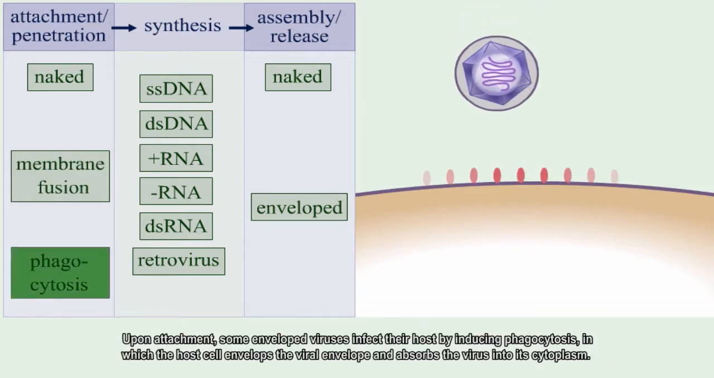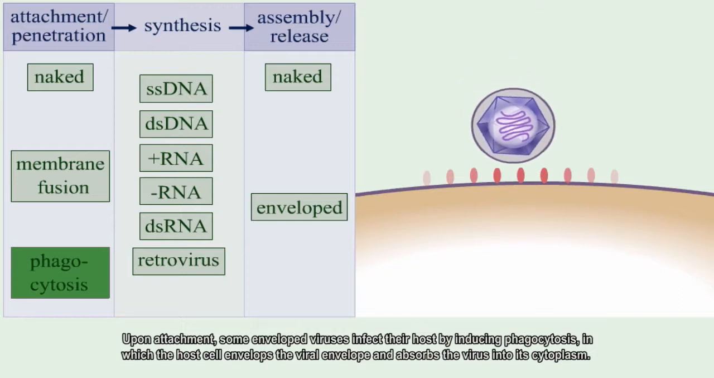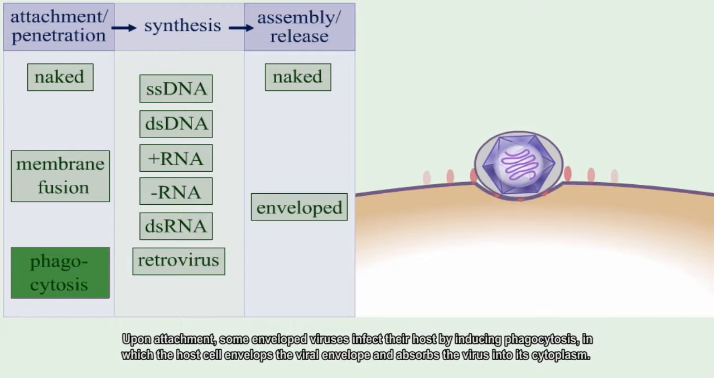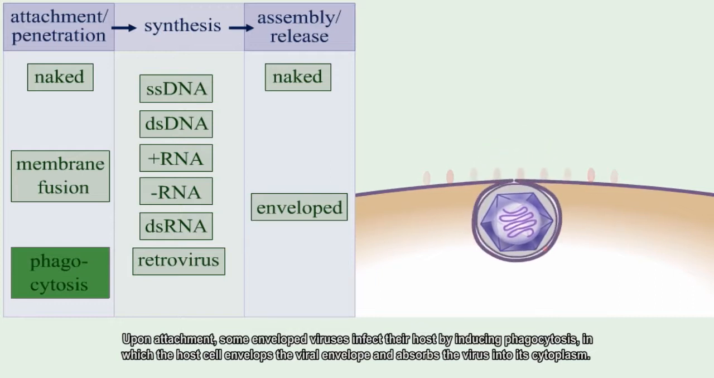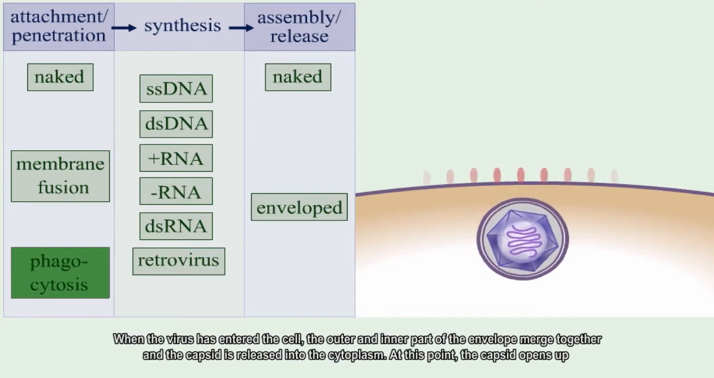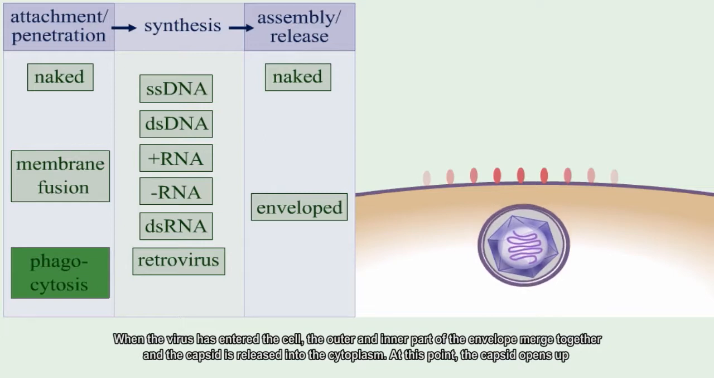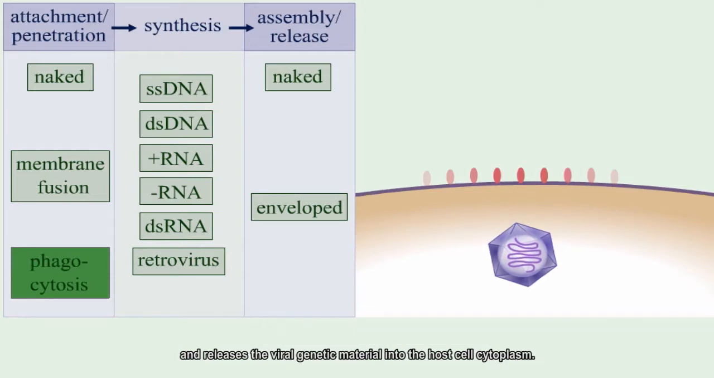Upon attachment, some enveloped viruses infect their host by inducing phagocytosis, in which the host cell envelops the viral envelope and absorbs the virus into its cytoplasm. When the virus has entered the cell, the outer and inner parts of the envelope merge together and the capsid is released into the cytoplasm. At this point, the capsid opens up and releases the viral genetic material into the host cell cytoplasm.